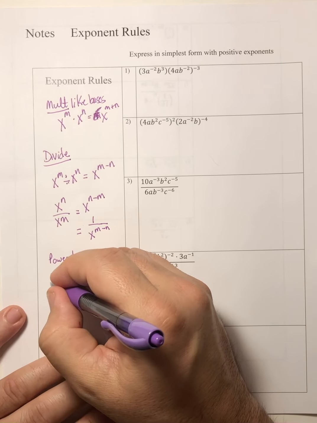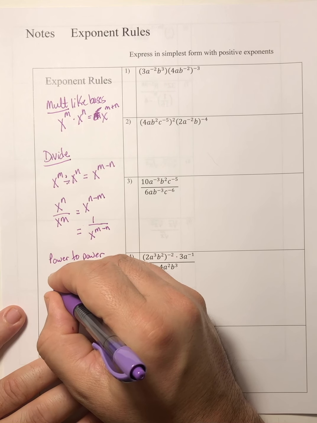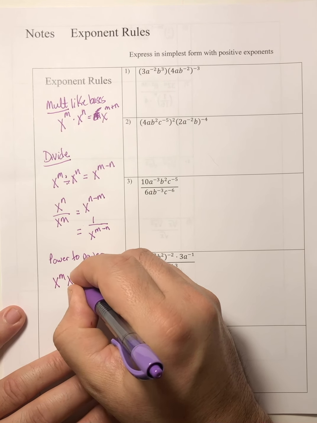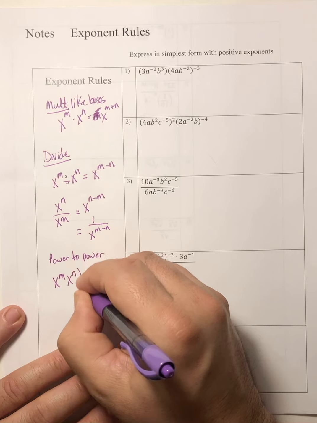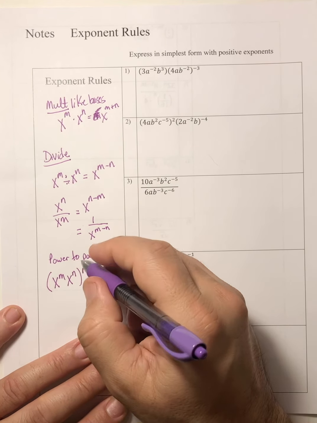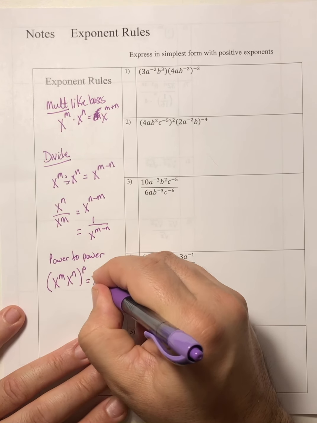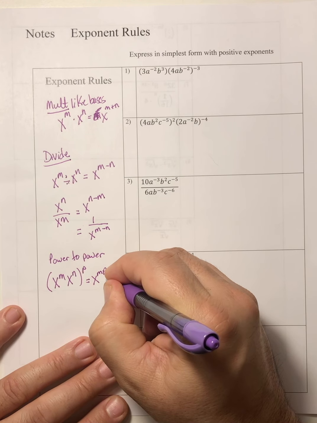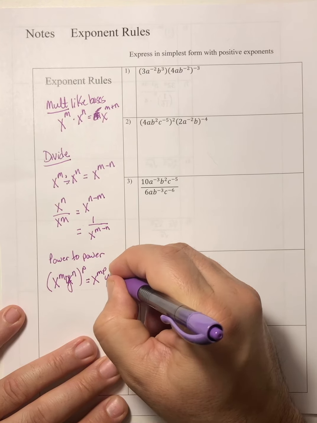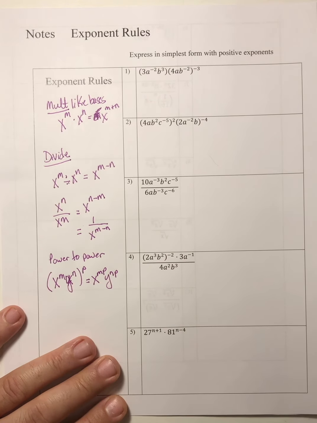Okay, so if I have x to the m times y to the n, all of that raised to the p power, then we multiply. So it's x to the mp, y to the np. Okay, you have to distribute, multiply it out.